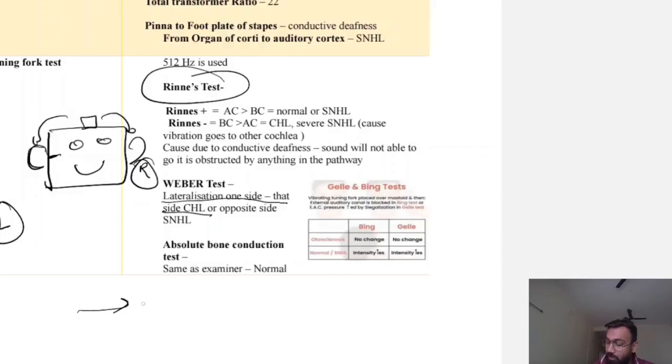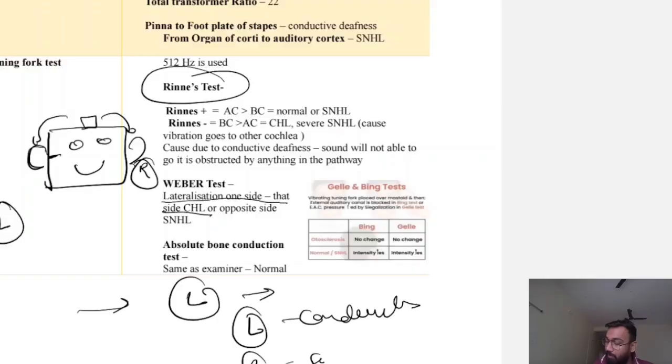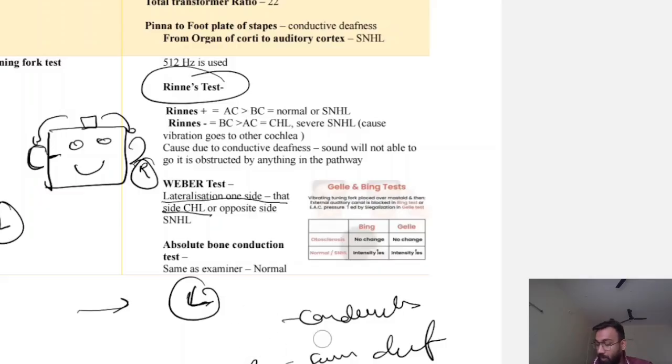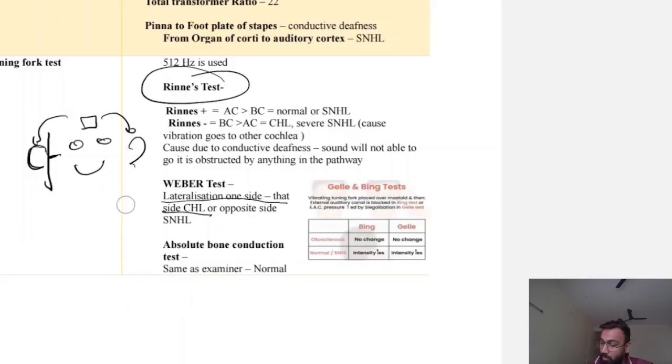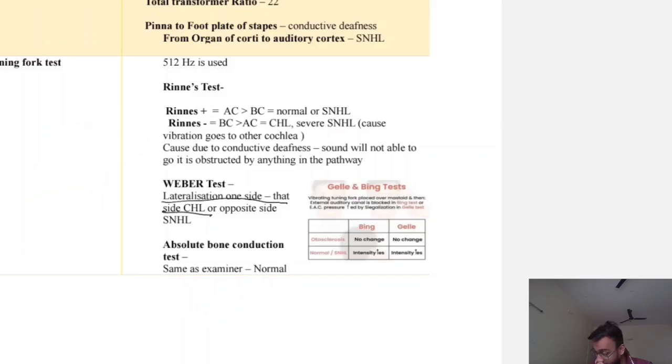So let's assume in a question, they give you that in the Weber test the vibration lateralized to the left side. So it could be left side conductive deafness or right side sensorineural deafness. So the interpretation of left side lateralization has two meanings. Okay. Now, what is Rinne's test?